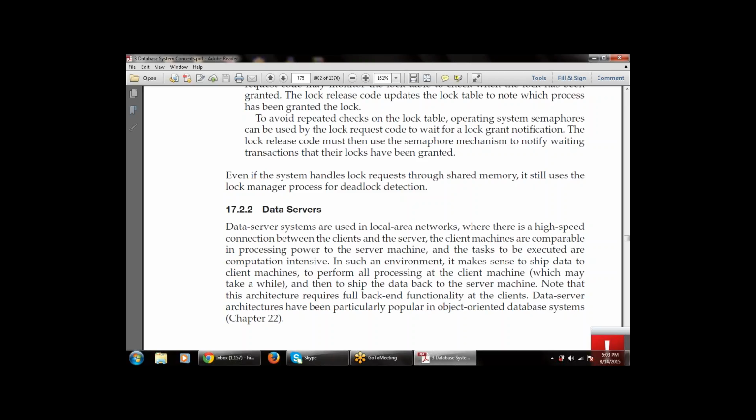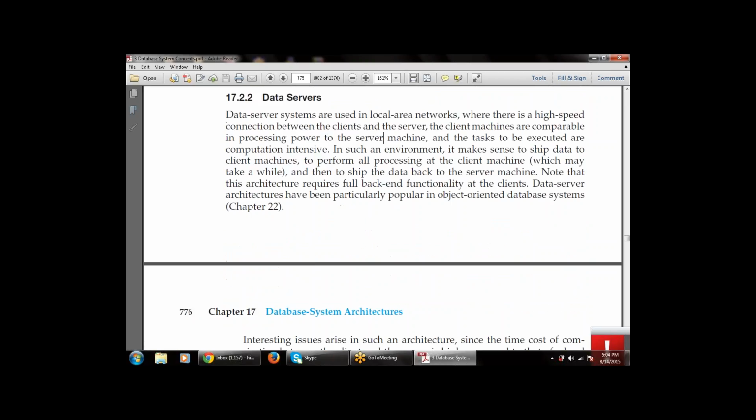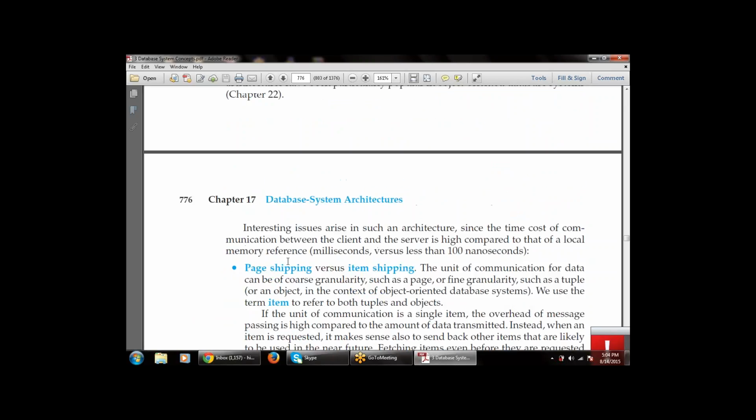Client machines are comparable in processing power to the server machines, and the tasks to be executed are computation intensive. In such an environment, it makes sense to ship data to the client systems and to perform the processing at the client machines. Database architecture is discussed in detail in chapter 22.